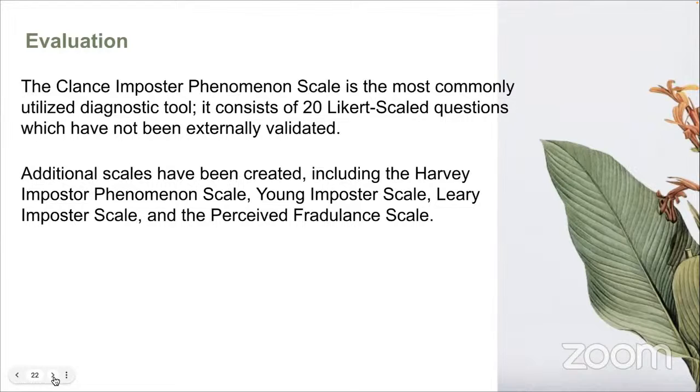It's the most commonly utilized diagnostic tool. It consists of 20 Likert scaled questions. It's a questionnaire composed of 20 questions, scaled by the Likert scale, which is a scale rating used to measure opinions, attitudes, or behaviors. It ranges from 1 to 5 points, with 1 being strongly disagree and 5 points for strongly agree.